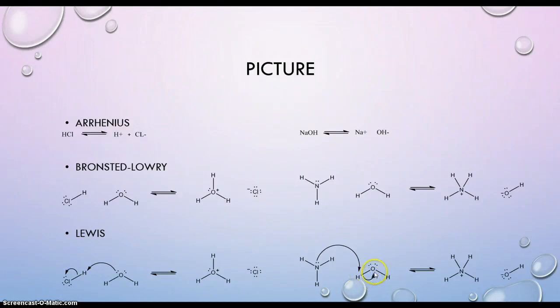The oxygen's accepting it, creating OH minus and NH plus. So it kind of builds on itself in that everything that's a Bronsted-Lowry acid is an Arrhenius acid, and everything that's a Lewis acid is a Bronsted-Lowry acid, but not all things that are Arrhenius acids are Lewis acids, and not all things that are Bronsted-Lowry acids are Lewis acids. So it kind of improves the definition each step down the line.